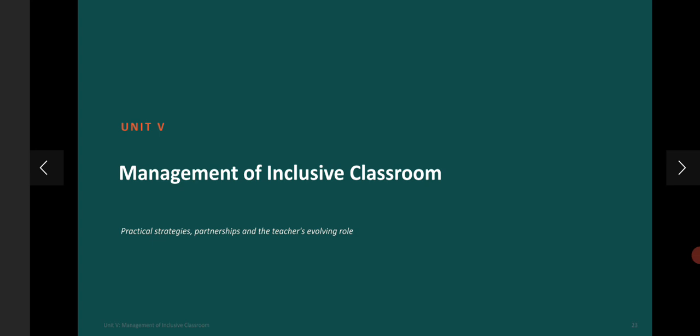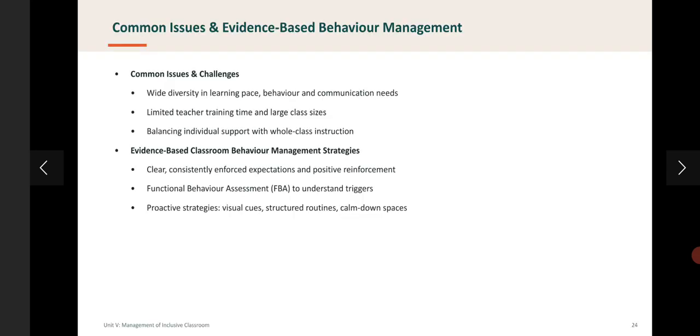Yes. So, jumping into it, common issues and challenges, that is evidence-based behavior management. Common issues and evidence-based behavior management. So what are the common issues you think? Common issues and challenges in management of inclusive classroom. Think for a minute. Okay. So, issues and challenges in an inclusive setup.